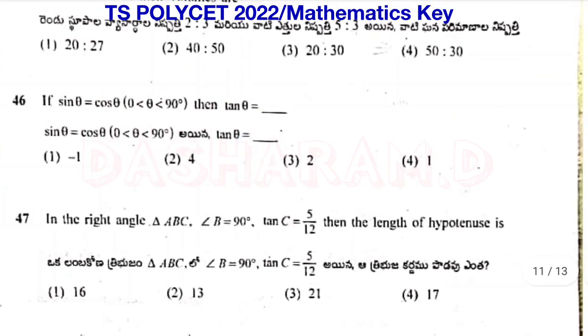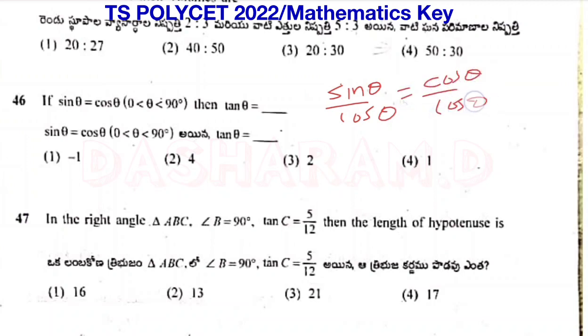Next to question number 46. If sin theta equals cos theta, then tan theta equals how much? To find tan theta, first we need the theta value. Otherwise, the tan theta formula is what? Sin theta by cos theta. But sin theta and cos theta are both the same. Cos theta by cos theta, both cancel, 1. So option 4 is correct.